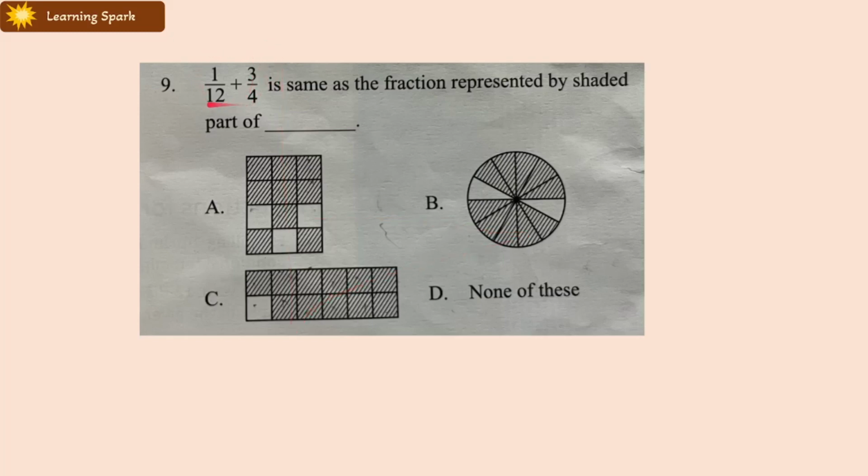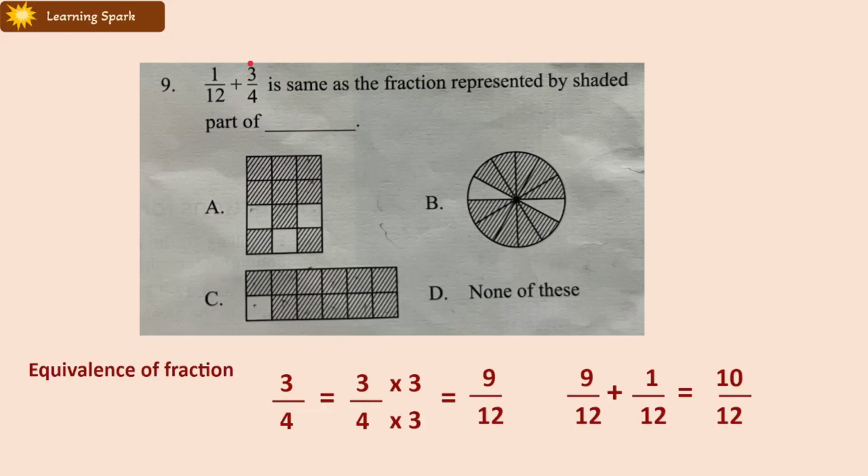So first we have to figure out what this fraction is, right? This is an addition of fractions, and before adding fractions you have to make sure that the denominators are equal for both fractions. So for the denominator to become 12, we have to consider the equivalence of fractions, right? So for 3 by 4, we have to make the denominator 12. So we have to multiply it by 3. 4 into 3 equals 12.